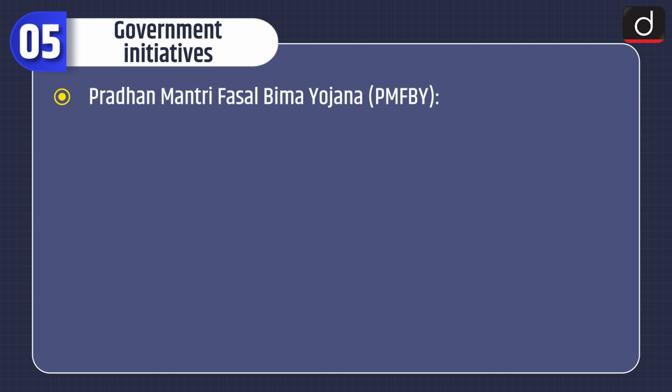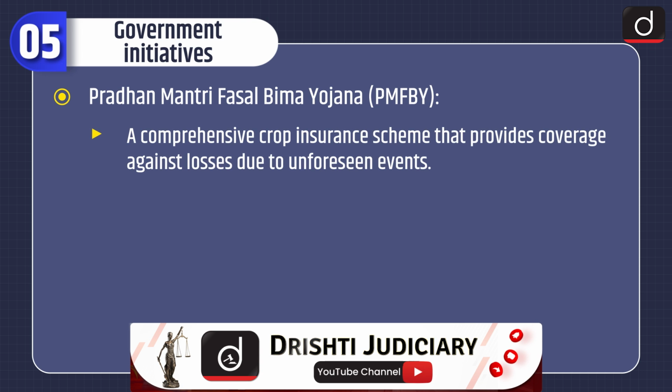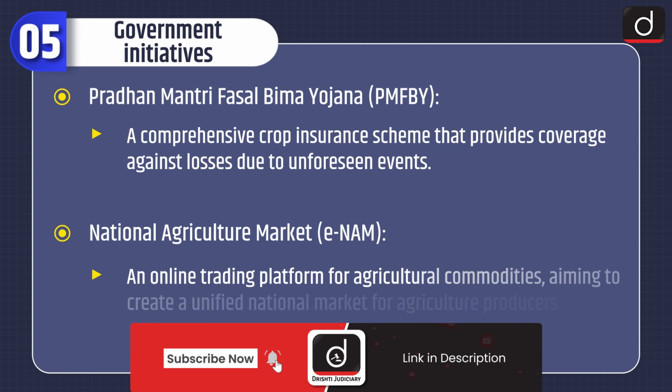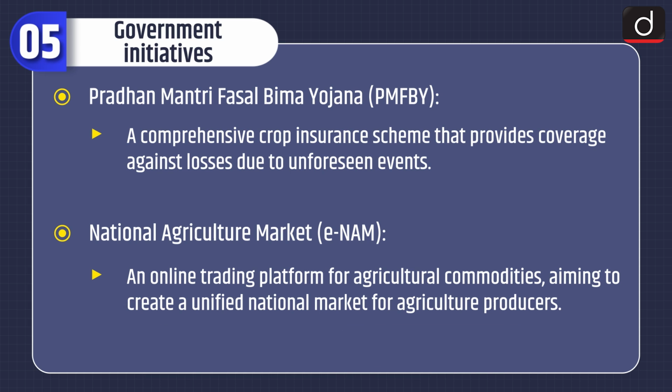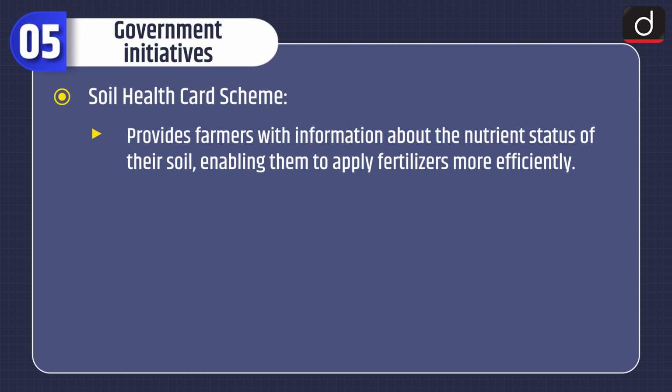Pradhan Mantri Fasal Bima Yojana or PM-FBY, a comprehensive crop insurance scheme that provides coverage against losses due to unforeseen events. National Agriculture Market or eNAM, an online trading platform for agricultural commodities aiming to create a unified national market for agriculture producers. Soil Health Card Scheme provides farmers with information about the nutrient status of the soil, enabling them to apply fertilizers more efficiently.